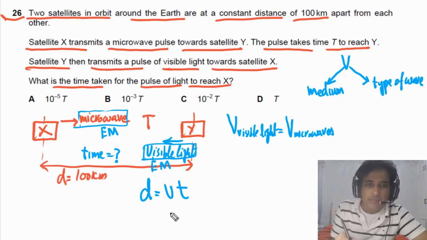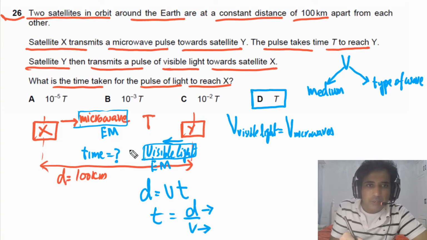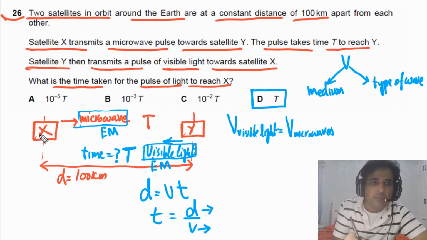Now if you look at distance, distance is equal to speed times time. Now from here we can say time will be equal to distance over v. Distance is the same, so if the speed is also the same, it means time taken is the same. So the answer for this question is T. So the visible light also will take time capital T to travel from Y to X.